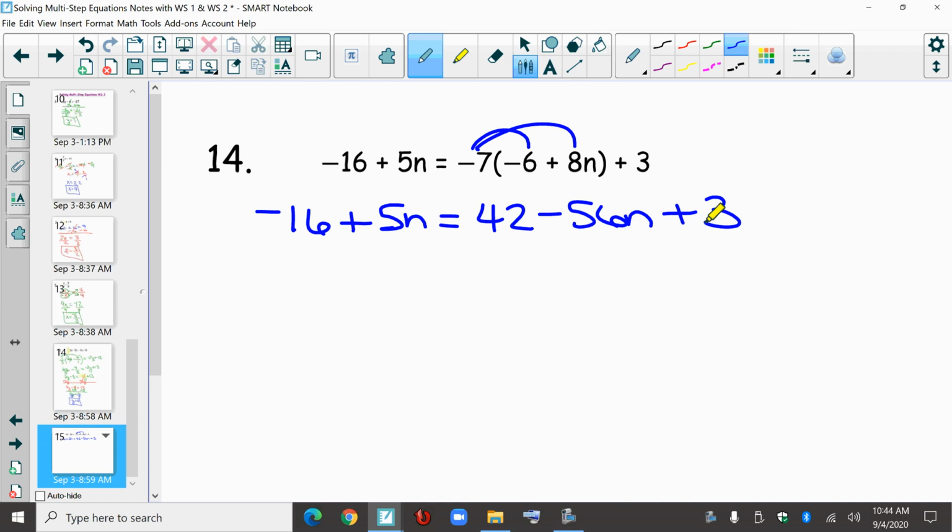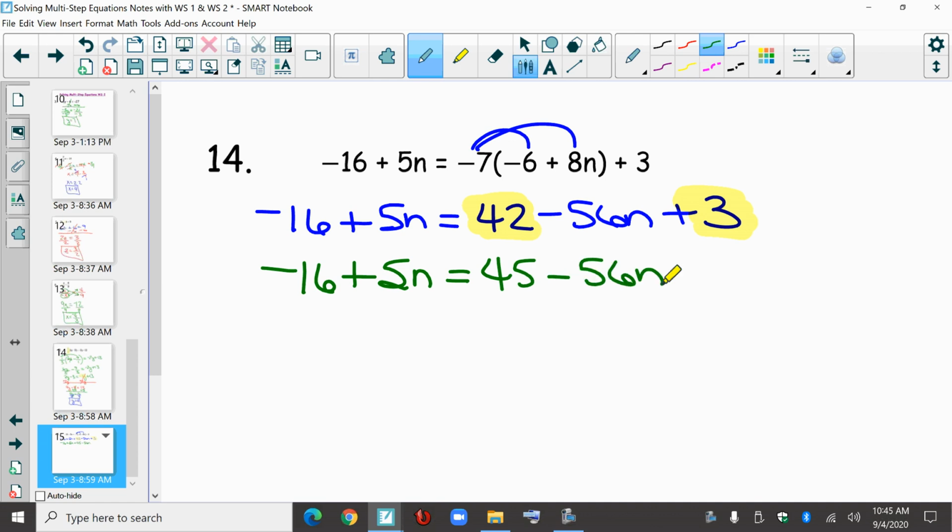The next thing you should notice is that you have like terms on the right-hand side. 42 and 3 are like terms, so I need to go ahead and combine those like terms. I'm just going to simply drop down the left-hand side, and I'm going to take 42 plus 3, which is 45. And I drop down the minus 56n.